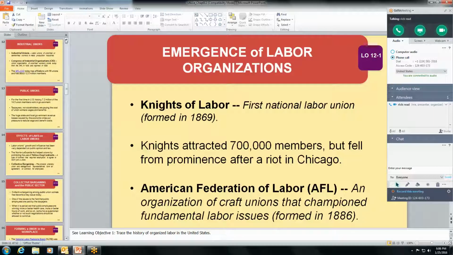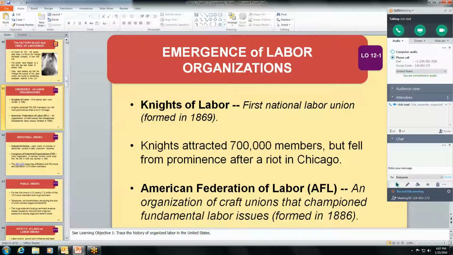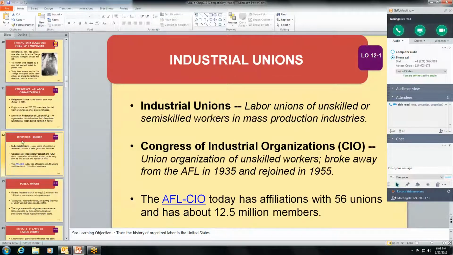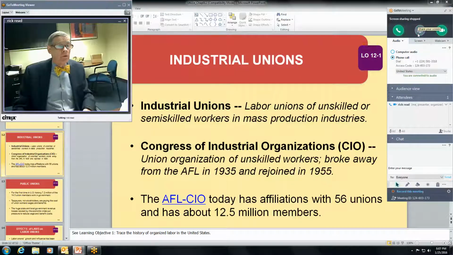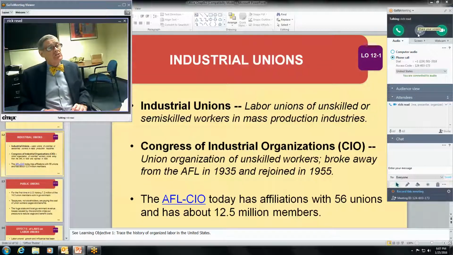People that had skills, like the cordwainers. Then we have the industrial unions, where people were semi-skilled: steel workers, automobile workers, miners, things of that nature. And they established what was known as the CIO, Congress of Industrial Organizations, that was led by a gentleman by the name of John L. Lewis. And they split from the AFL, American Federation of Labor, in 1935. They reunited in 1955, and what we have today is known as the AFL-CIO.